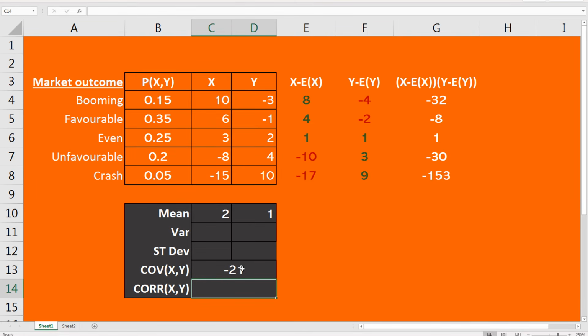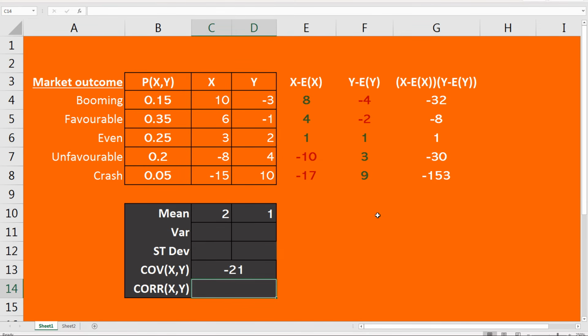But as we said before, covariance doesn't really give us an indication of strength of the relationship. All it tells us is whether it's positive or negative. And indeed, this one turns out to be negative. So the next thing we're going to have to do is find the correlation.